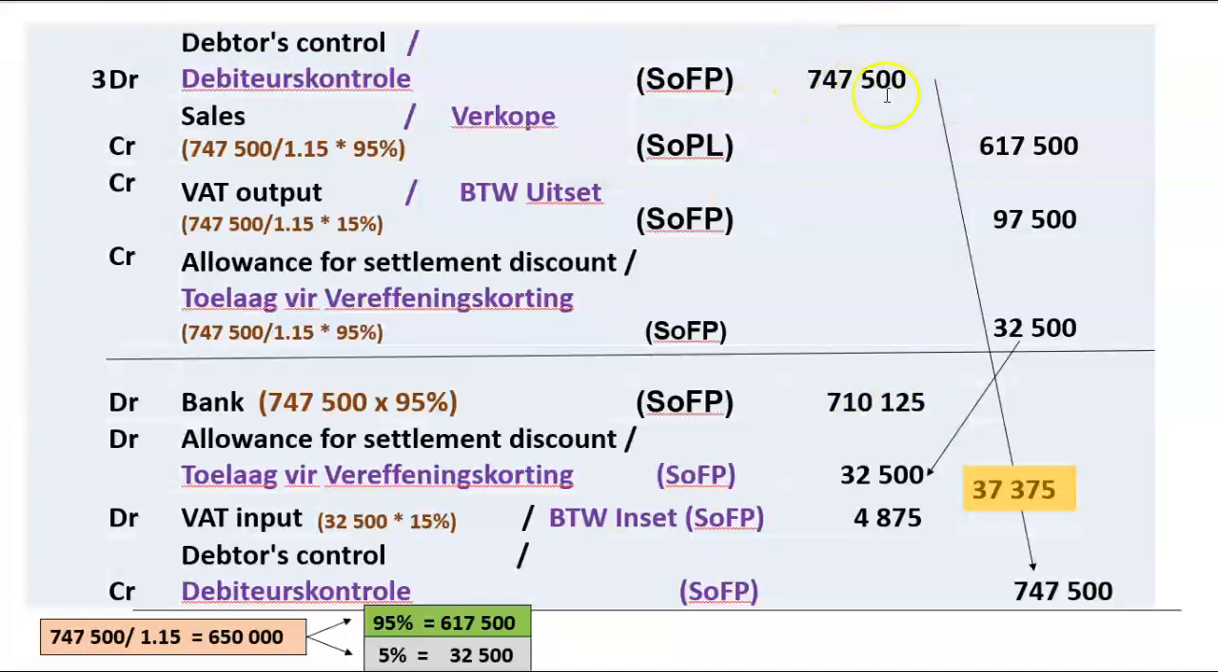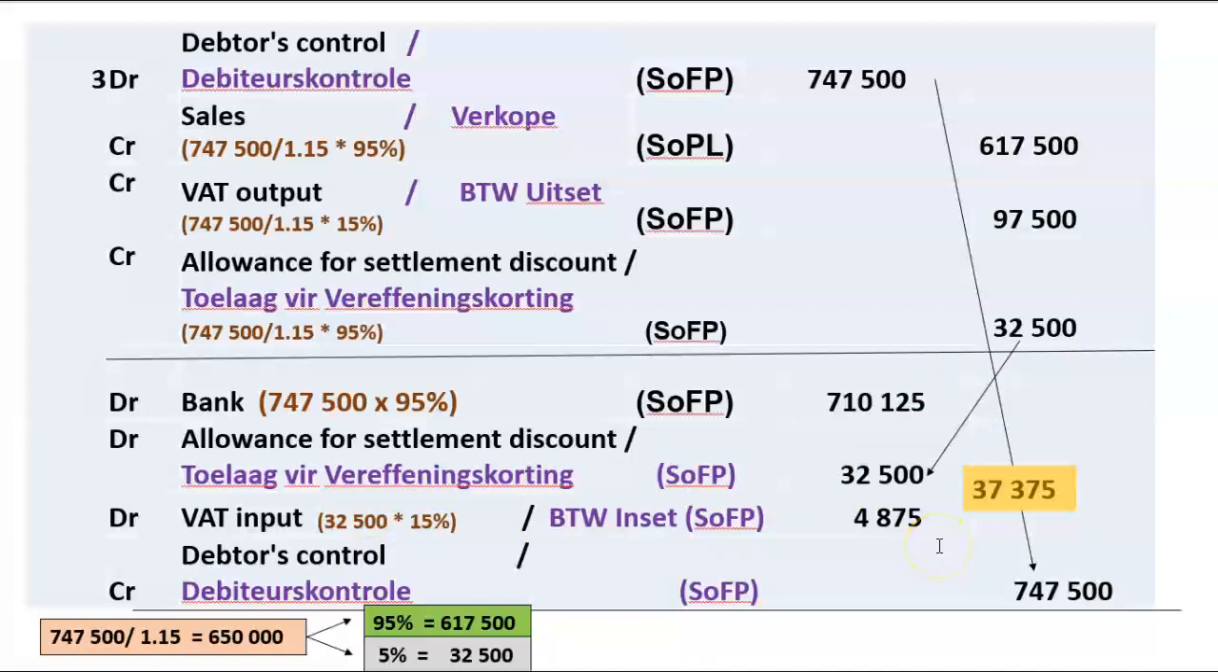I have to remove the full 747,500 out of the debtors account. So I'm going to credit that account with that amount. Now we've already said to each other that the difference represents the settlement discount that he has now utilized. But remember, I've already made provision for that settlement discount in my allowance account. So now I'm going to clean out my allowance account. I'm going to debit that allowance account with 32,500.